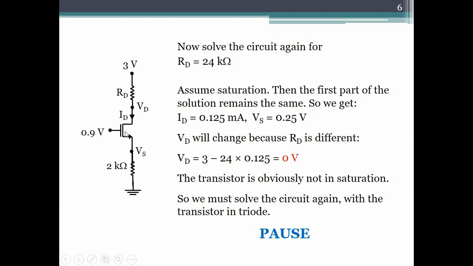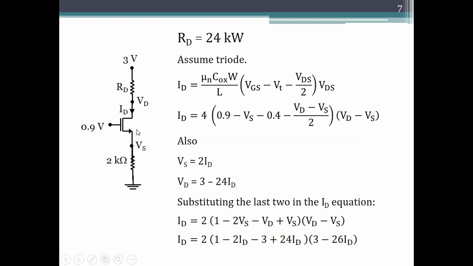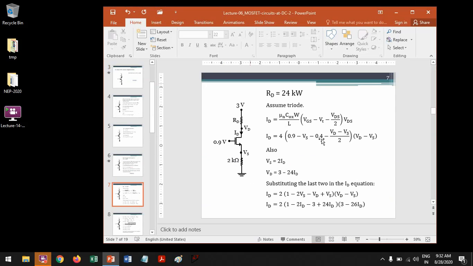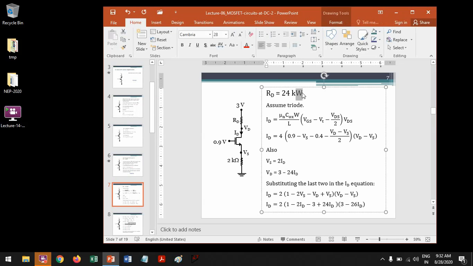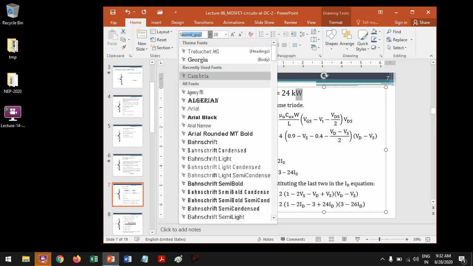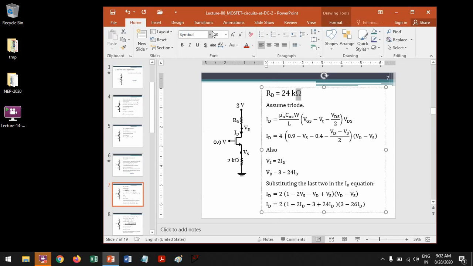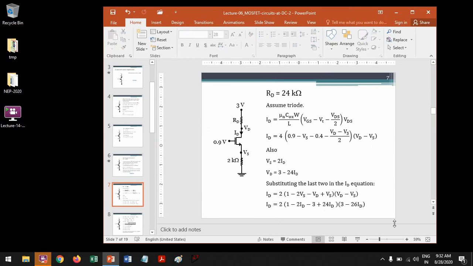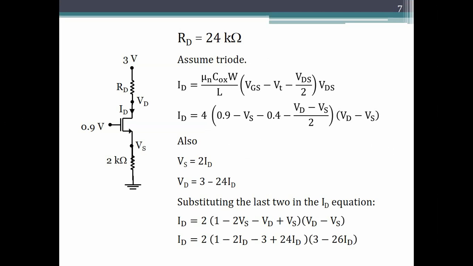in the triode region. So I would like you to pause and solve the circuit with the transistor in the triode region. Alright, so we said, okay, I'm sorry, what is this? Oh gosh, yeah. Let me change this: kW is, we don't want kilowatts here, we want kilo ohms. So, alright. So we say Rd is equal to 24 kilo ohms.